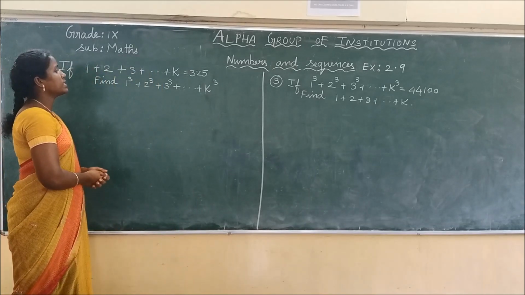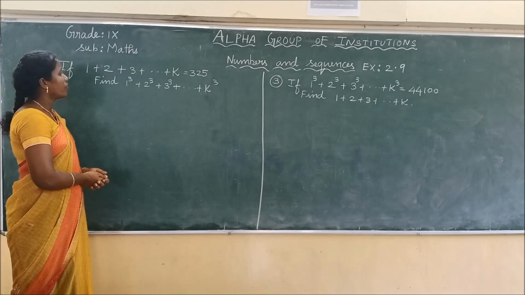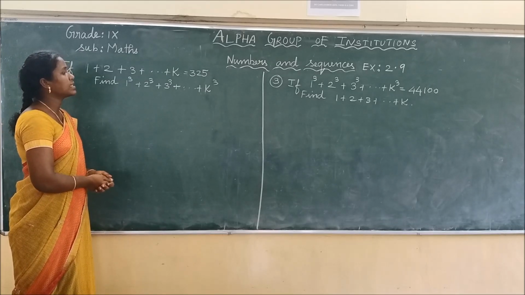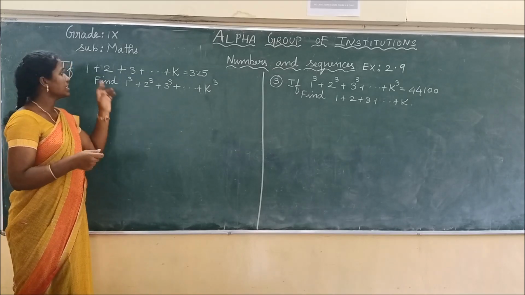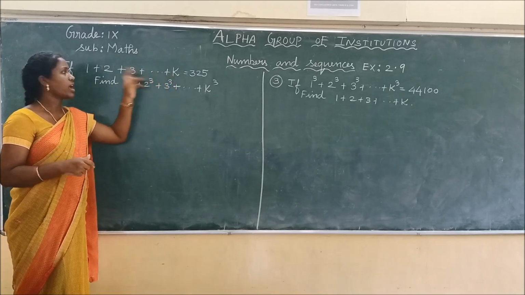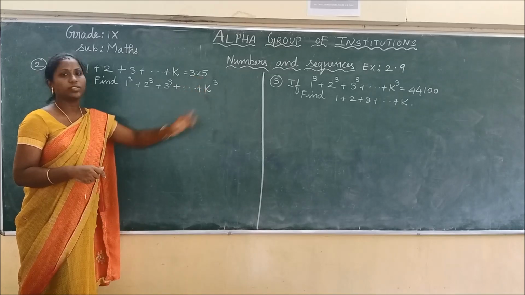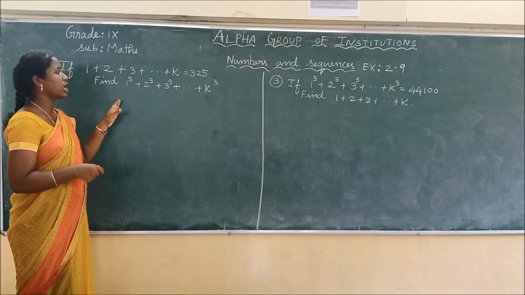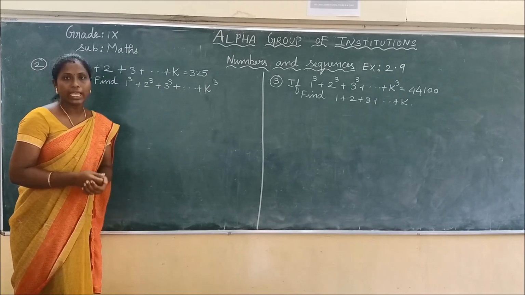If 1 plus 2 plus 3 plus etc. plus k is equal to 325, find 1 cube plus 2 cube plus 3 cube plus etc. up to k cube. They gave the sum of the series here: 1 plus 2, 3 up to, we don't know the last value. But if we add the series 1 to k, the value is 325. Using this, we have to find the value of 1 cube, 2 cube, 3 cube up to k cube.